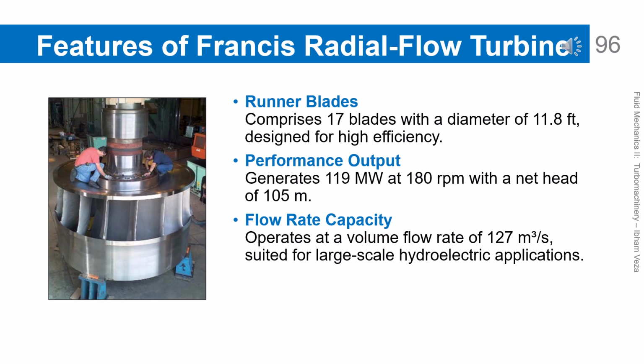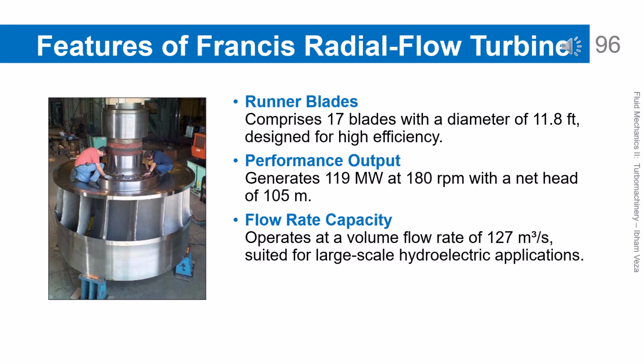Francis radial flow turbine. This Francis radial flow turbine is shown as an example of a large-scale application with a very large runner diameter. With 17 blades, it is designed to produce hundreds of megawatts at medium to high head. The large flow rate indicates its capacity for large hydroelectric power plants. The combination of runner geometry and operating conditions determines the overall efficiency of the system.